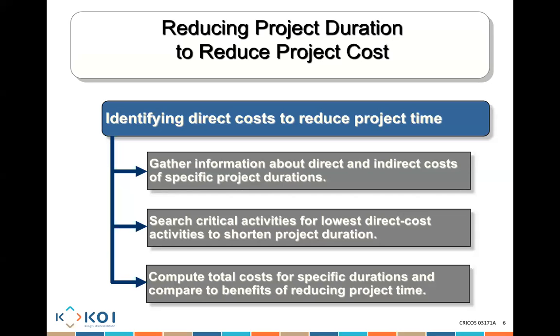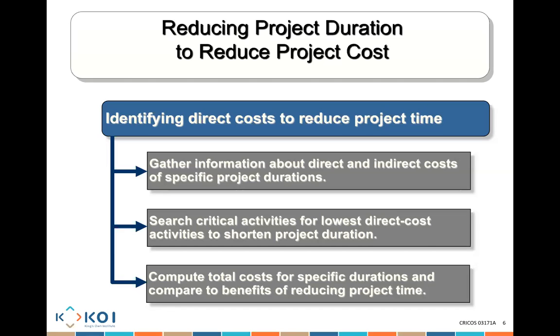You need to compare the total cost for the specific duration of time and compare the benefits of reducing the project time. So for example, you say, all right, my original project is going to take 24 days. Now, for 24 days, my direct cost is that much, my indirect cost is that much.